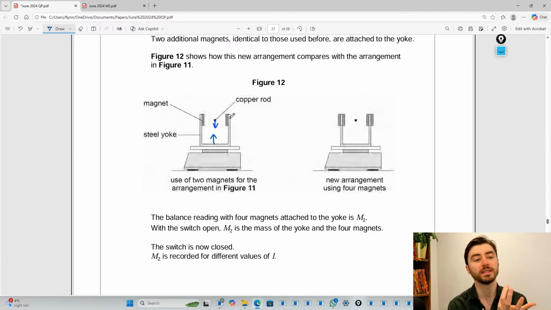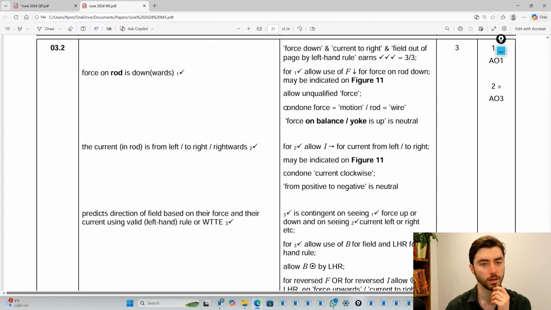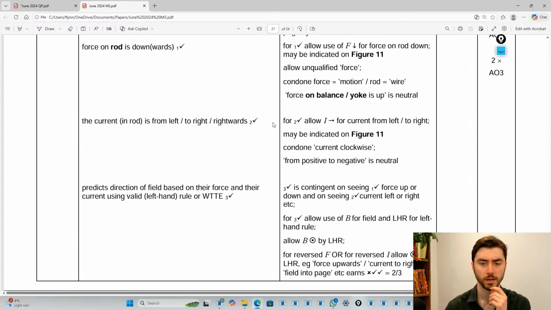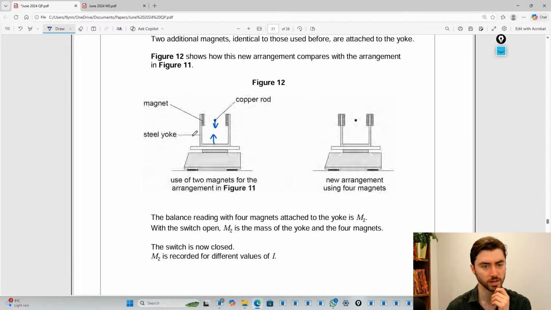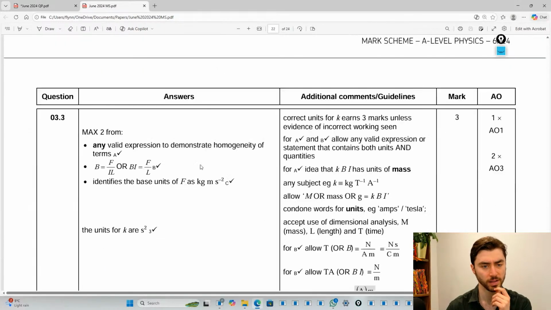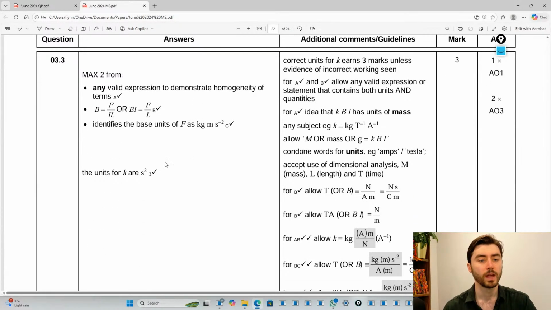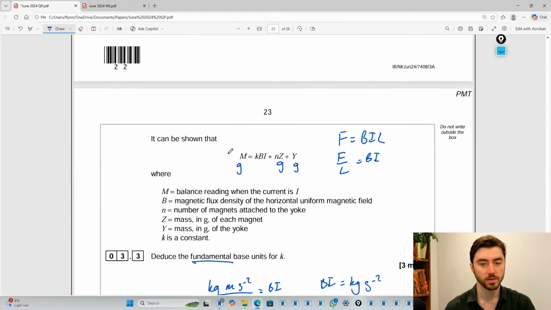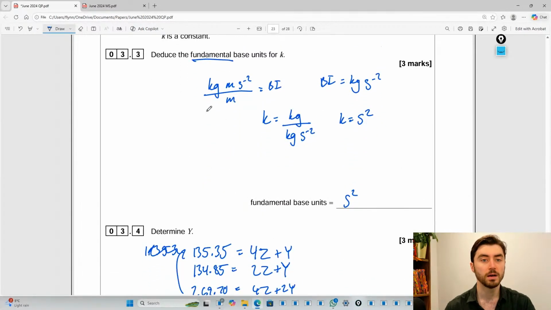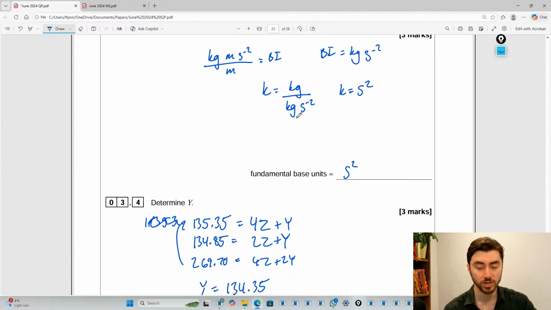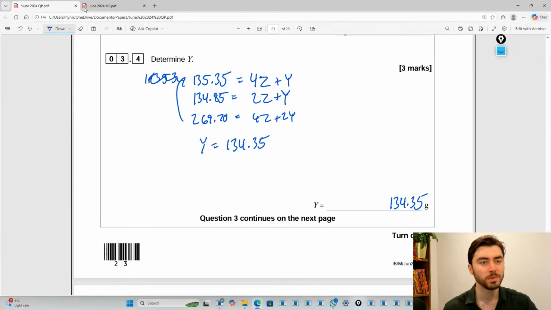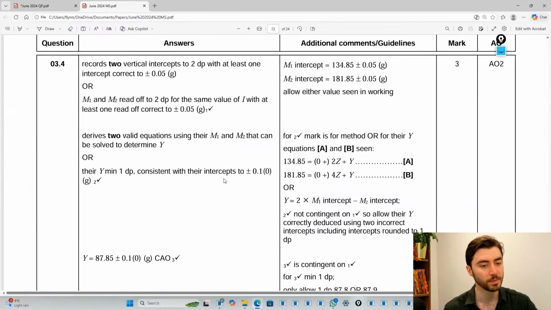So I don't really think we consider it as a force coming from the copper wire, but it is certainly Fleming's left-hand rule. That was an interesting question. No shame in getting that wrong, I think. So the units are seconds squared, so that's correct for what I did here. Fundamental base units are always very fun questions. Feel free to go back and watch that if you want some advice on how to do that. Determine why. I'm sure they will have done something different.